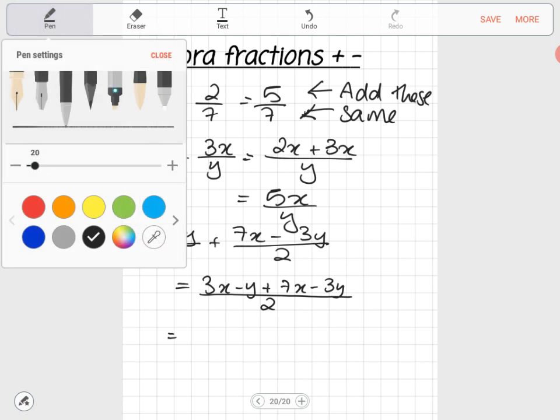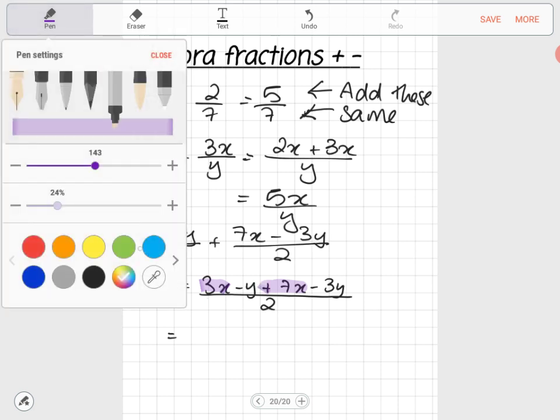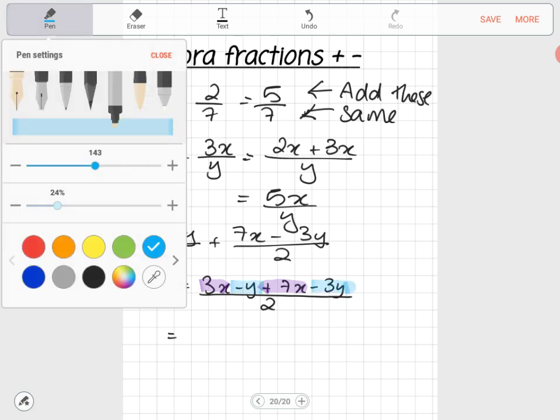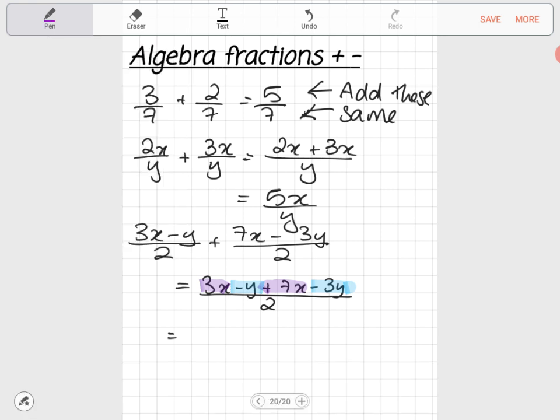And what I want you to do is highlight or identify which variables are the same. Okay, so you have a 3x and a 7x, and you have a negative y and a negative 3y. So what we are going to do is add those together. So 3 plus 7, that is 10x. And then we're going to look at our y's. So negative 1 take away 3, so negative 4y. And that is all over 2.